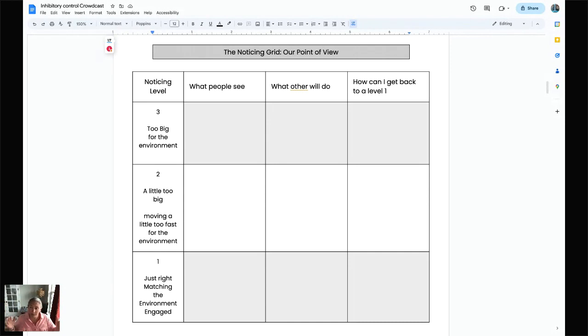So this one-page document becomes kind of a parent cheat sheet. Here are all of our options for supportive strategies. This is what our kiddo looks like when they're beginning to escalate. This is what they look like when they're just right.